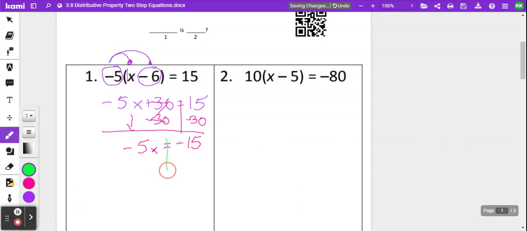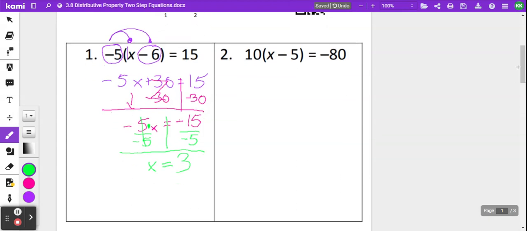Now it's a one-step equation, so I draw my line at the equal sign. Remember, that is -5 times x. Put your dot in there if you need to. So -5 times x, I divide both sides by -5 to cancel that out. -5 divided by -5 is 1. That turns into 1x, which is just x. And -15 divided by -5 is 3. So we get x equals 3. And then don't forget to check your equation.